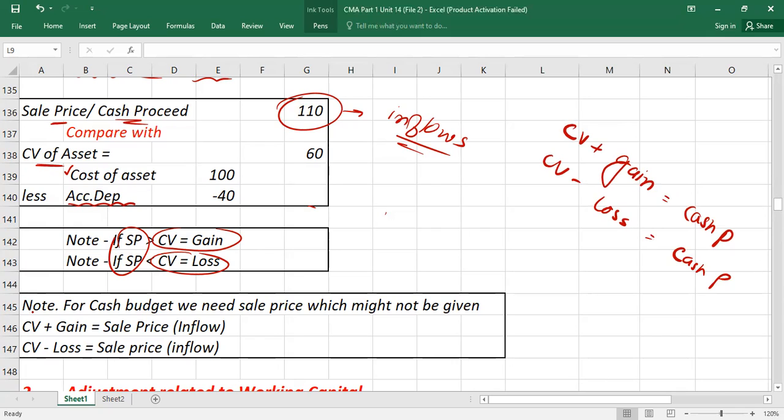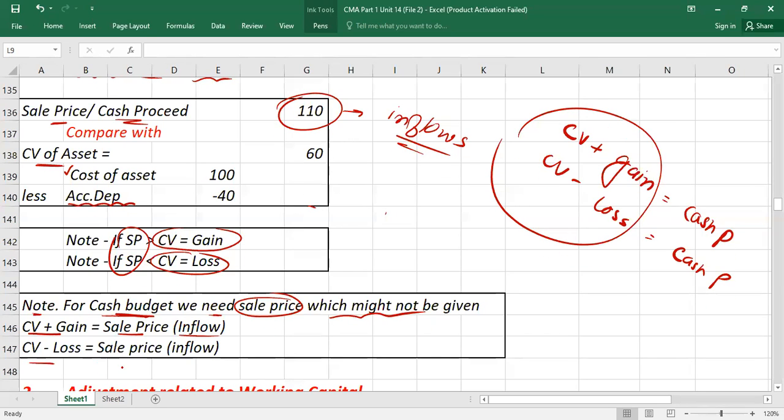So this is what is written. Note, for a cash budget, we need a sale price, which might not be given straight away in the question. So what will he give you? He will give you carrying value and the gain or loss. So you have to adjust then. You have to take carrying value plus gain is equal to sale price. This is your inflow. Carrying value minus loss is your selling price. It could be your inflow. Understood? So this is the first adjustment. I'll apply this adjustment with the help of questions as well.